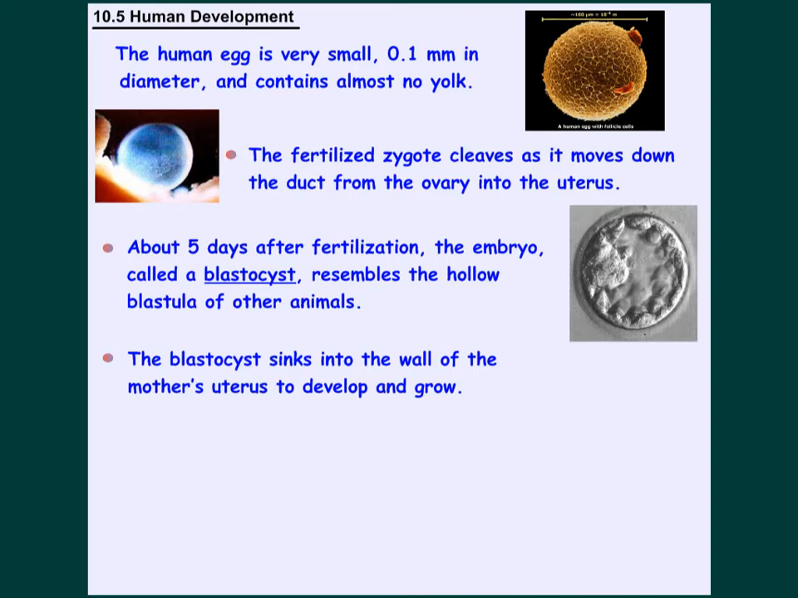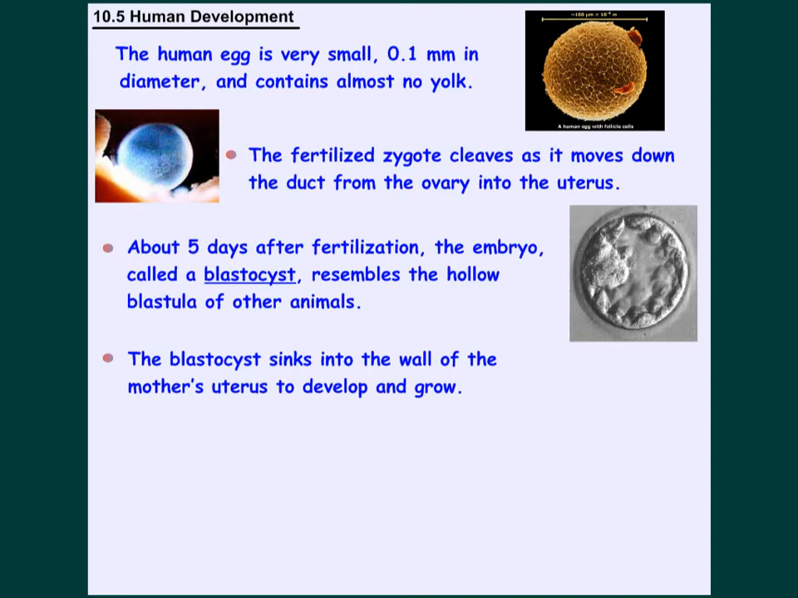So the human egg is very small, about 0.1 millimeters in diameter, and contains almost no yolk. So when we think of yolk, we think of the yellow part of maybe a chicken egg, and a human egg essentially has no yolk. Once that egg is fertilized by a sperm, it is considered a zygote. And we discussed in section 10.3 that it goes through a process of cleavage, which is simultaneous cell division. And as it moves down the duct from the ovary into the uterus, it is going to go through this process of cleavage and develop cells.